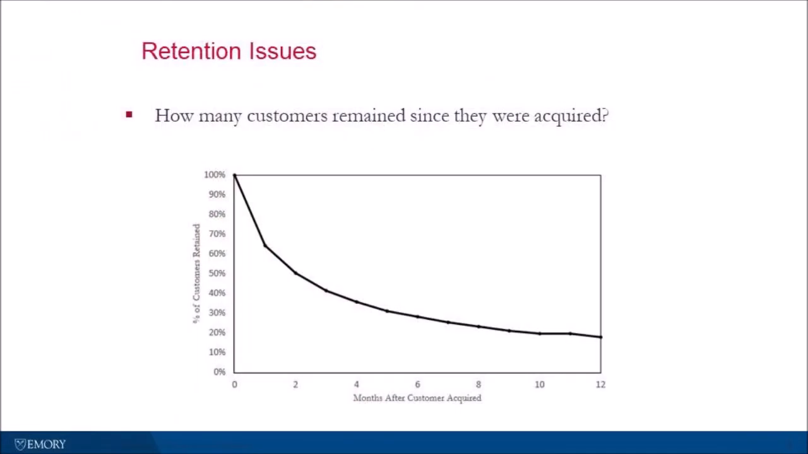So again, this is a retention curve. The idea here is to look out X number of months. What proportion of acquired customers are still with the firm in those months? So the further out we go, the more likely it is that people will defect, and that's why this is a downward sloping curve.